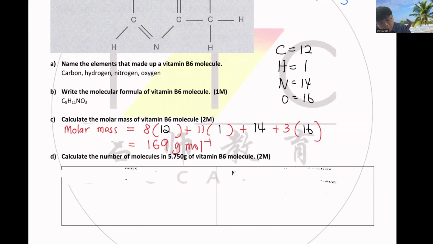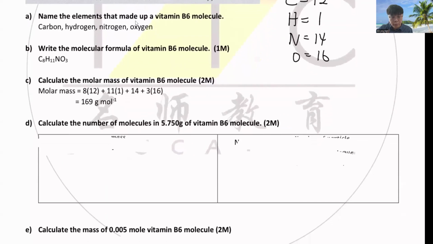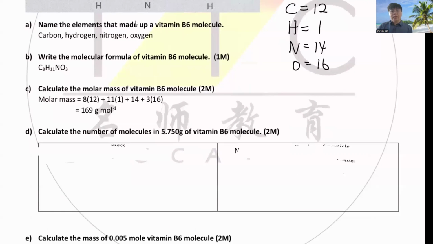And then remember the unit is gram per mole. For your next month exam, remember if they ask for relative molecular mass, there's no unit. But if they ask for molar mass, remember the unit is gram per mole. Some students forgot to write gram per mole and got 0. Also some students wrote gram per mole for relative molecular mass, also 0.